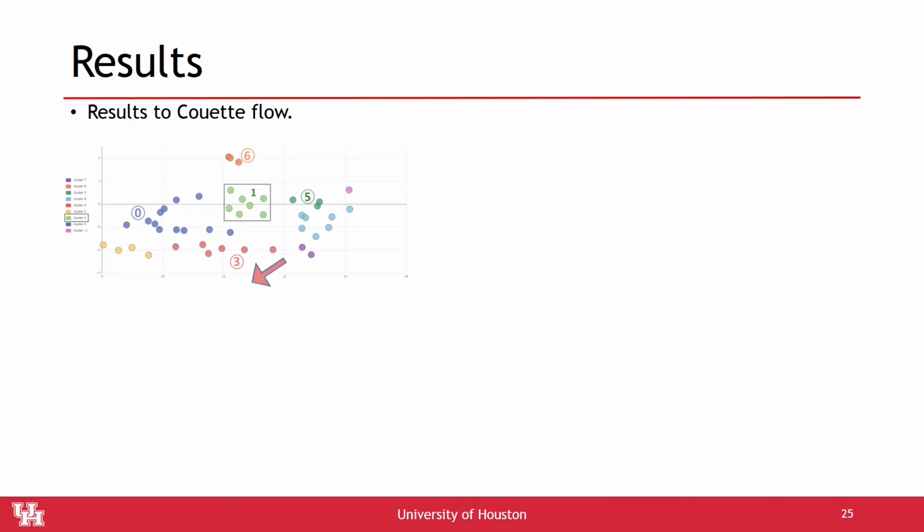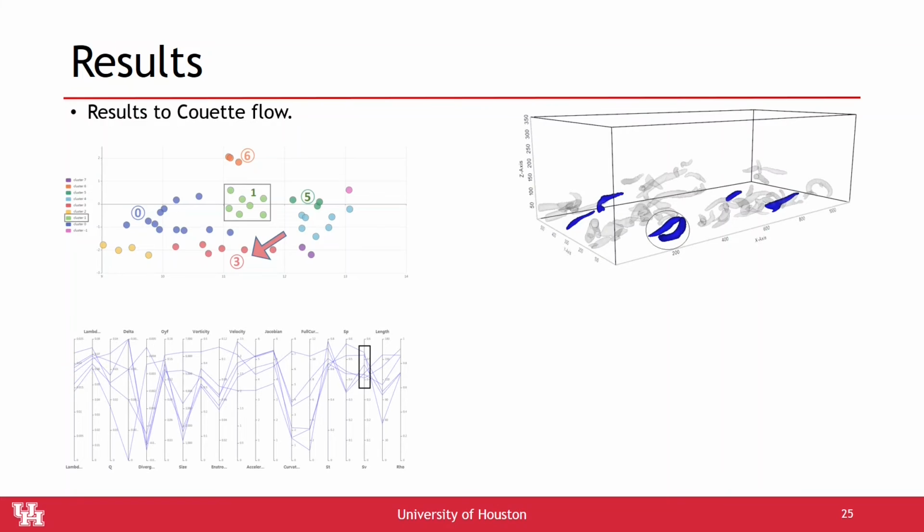Now we show vortices belonging to cluster 3. The vortices belonging to cluster 3 have high values of vertical component in their orientation and direction, as can be seen by the grouping of lines highlighted in rectangle at SV axis of the PCP.